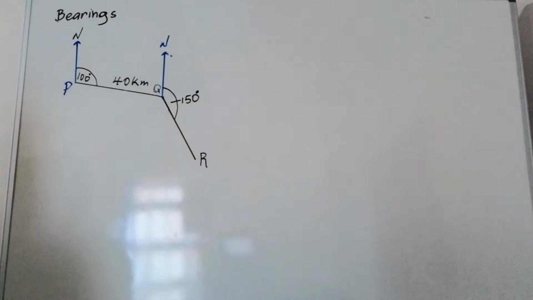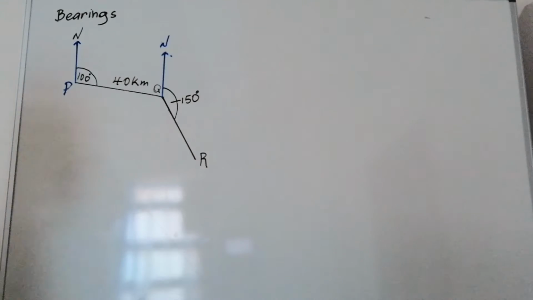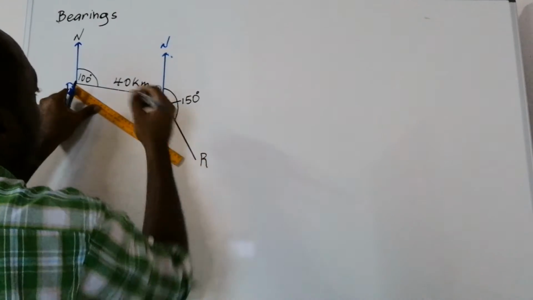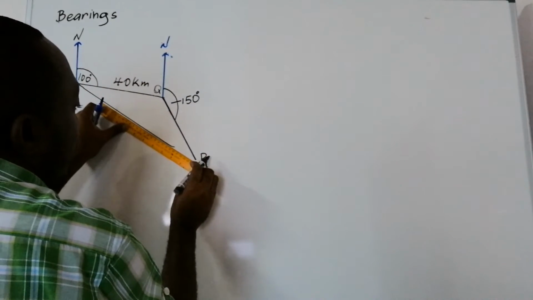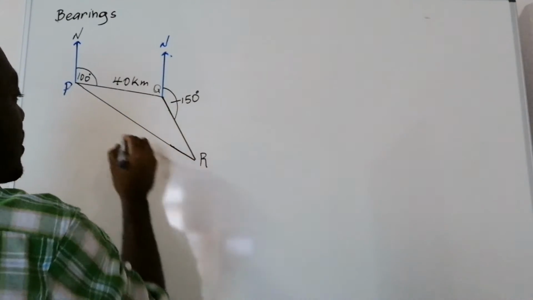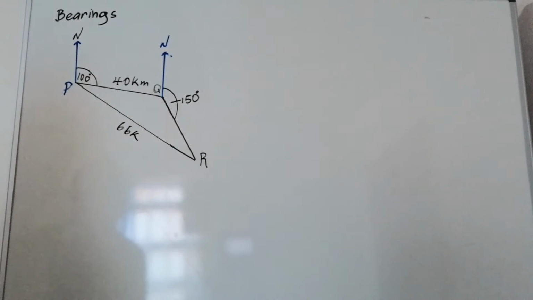All right? The next thing it says is the distance from P to R is 66 kilometers. So this distance here gives us 66 km. All right?